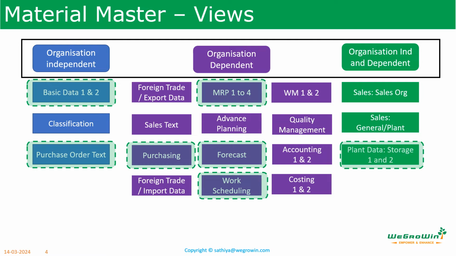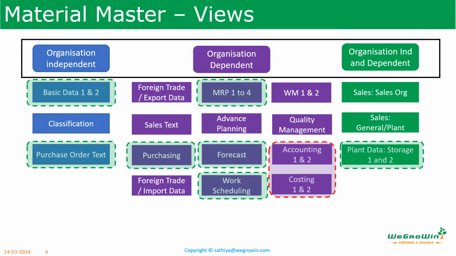We created the basic data 1 and 2 and purchase order text, which are the organization independent views. Then we created purchasing view, that was the plant dependent view. And the MRP 1, 2, 3, 4, they are plant specific and storage location specific. After that, we created forecast and work scheduling. These are the plant specific views. After that, we created the plant data views, the storage 1 and 2. Here we add parameters which are organization independent, like dimensions, those kind of details, and also the plant dependent parameters. So it is the combination of these two data. That is why it is in the third column.